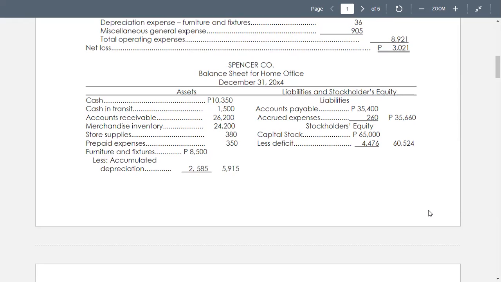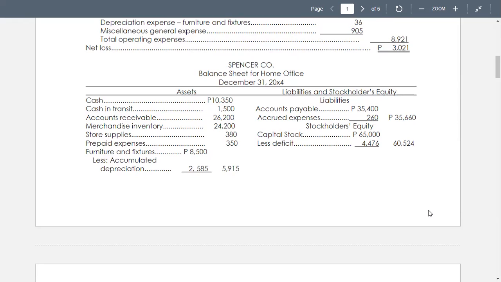2,374. By the way, if you look at the individual income statement of the branch, you will notice that the net loss of the branch is 3,021. But based on our last closing entry, we are deducting from 3,021, 1,750 your intercompany profit on inventory.